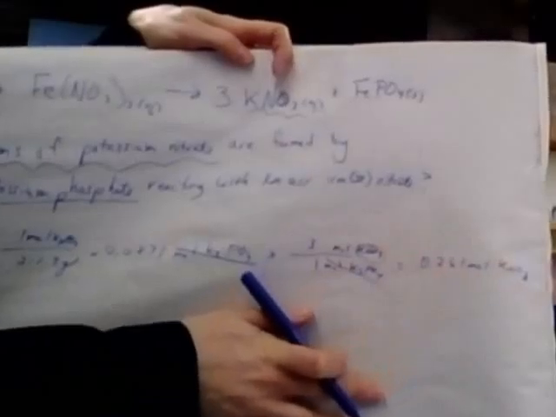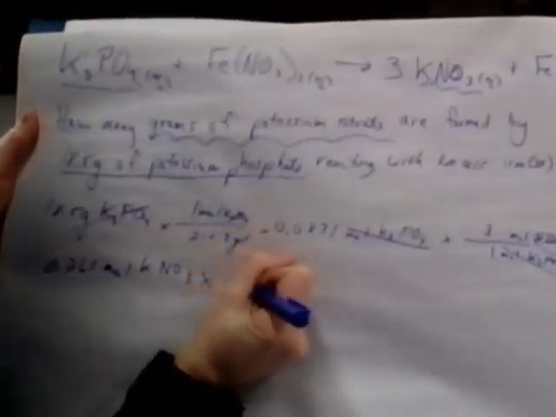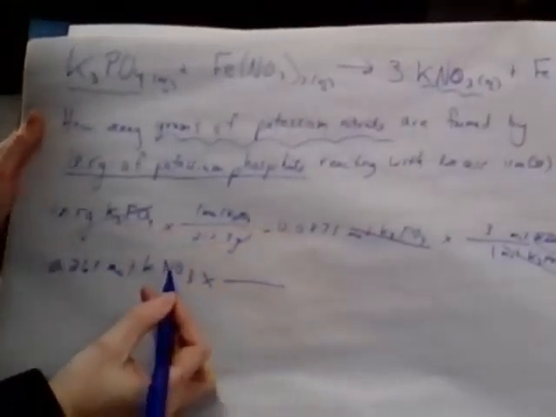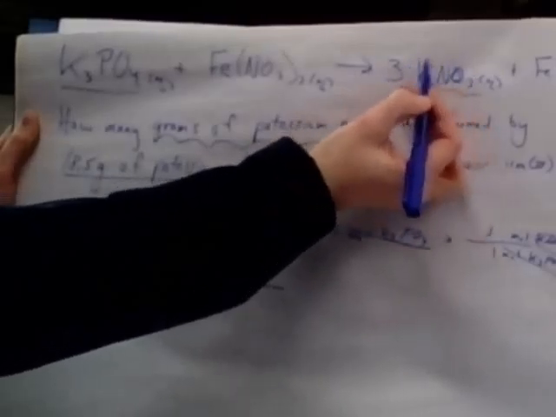Third step is find whatever the requested unit is. So in this problem, I was asked for grams of potassium nitrate. So that's what I'm going to find. So how do I get from moles to grams? Well, we know that we are going to start back over here. 0.261, so that's the moles potassium nitrate. And again, I need to use the molar mass. So again, molar mass, I don't care that there's a 3 in front of potassium nitrate when I'm finding the molar mass. The formula for potassium nitrate is KNO3.